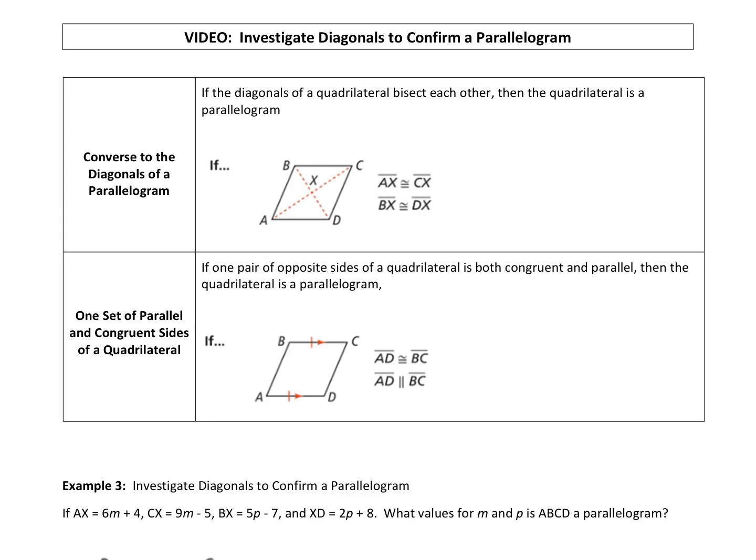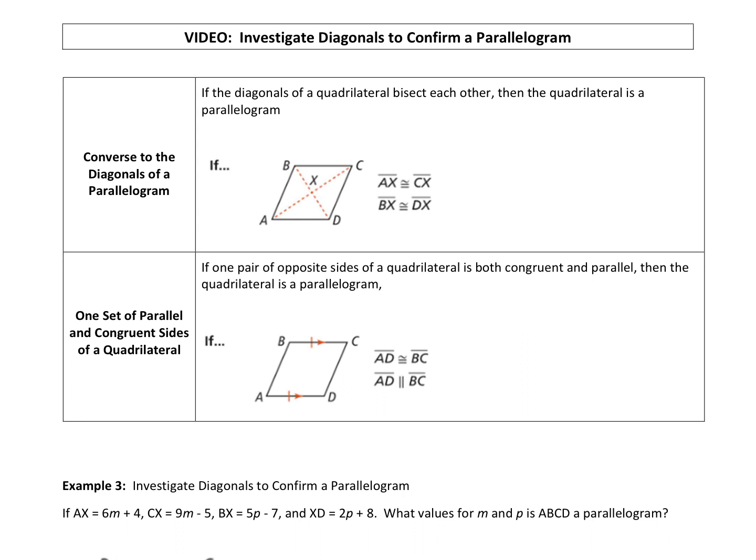All right, so in this video we're going to talk about diagonals and then a pair of opposite sides in parallelograms. So we're going to start out with some theorems. Converse to the diagonals of a parallelogram theorem. If the diagonals of a quadrilateral bisect each other, then the quadrilateral is a parallelogram. So here's a picture of what that would look like.